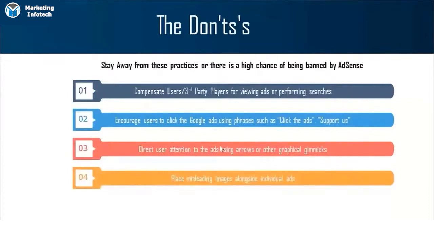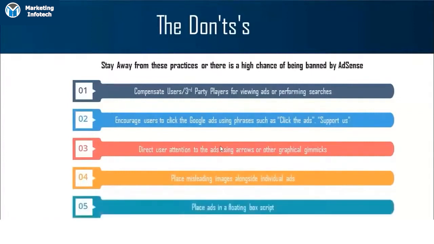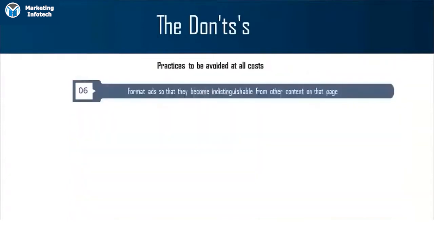Never try to place misleading images alongside individual ads. Basically, ad units should be very clear. Units should clearly say that these are ads. So to place anything nearby, Google is not gonna like it. Never place ads in a floating box script. Google does not like it. The same practice has to be avoided at all costs.